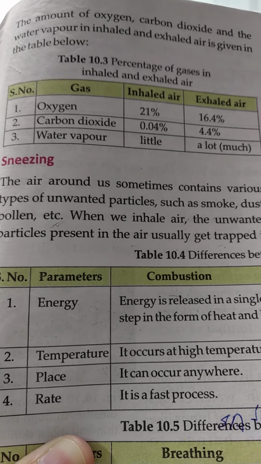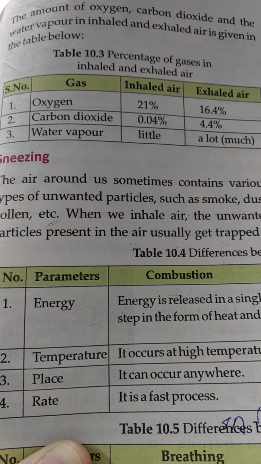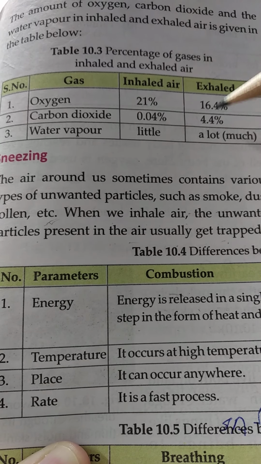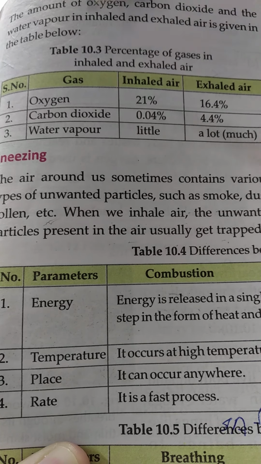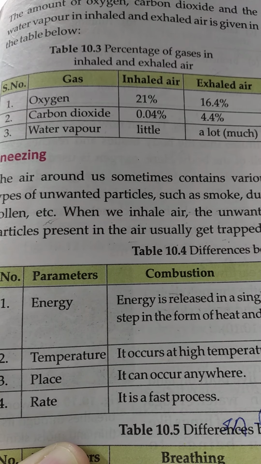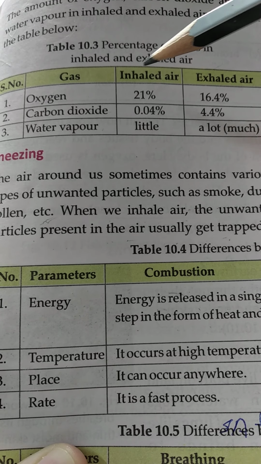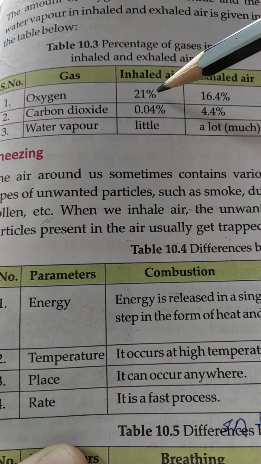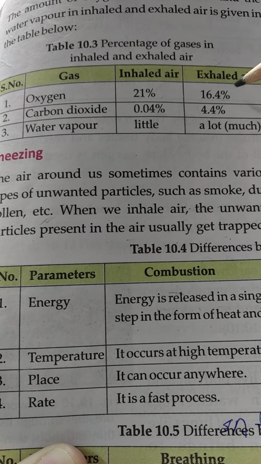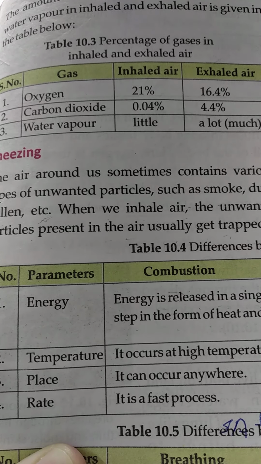One more thing, see, when we inhale and exhale air, how much percentage of different gases do we inhale and exhale? It is given in this table. This is very important. See, oxygen, carbon dioxide and water vapor. You must know that when we exhale, along with air, water vapor is also present in the exhaled air, right? So oxygen we inhale 21%, which is present in air only, right? And how much do we exhale? It is 16.4% that is exhaled out.